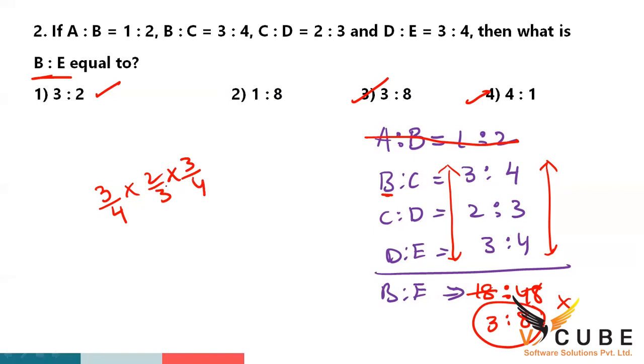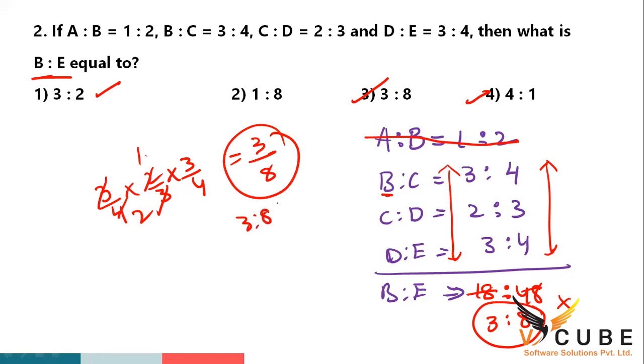Let me calculate here. So 3 and 3 cancel. So 2 1s are and 2 2s are. Any cancellation here? No. 1 into 3 is 3, 4 2s are 8. So the answer is 3/8, which means 3 is to 8. That's why option 3 is the right answer. You can solve the problem any way, but from an exam point of view, how fast you solve it is important.